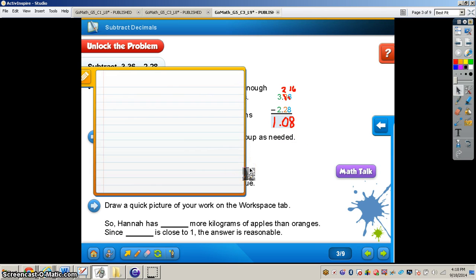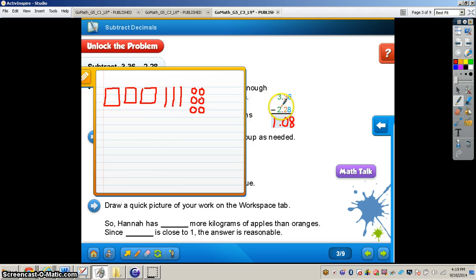Now if we want to draw a quick picture just to check our work, what we can do, first of all, to represent 3 and 36 hundredths, and I want you to write this down, we have 3 squares representing the whole number, 3 lines representing the 3 tenths, and then 6 ones representing 6 hundredths. 2, 3, 4, 5, 6.